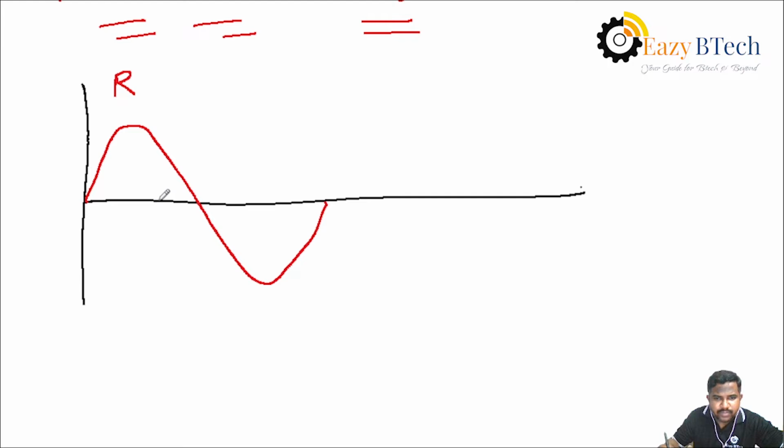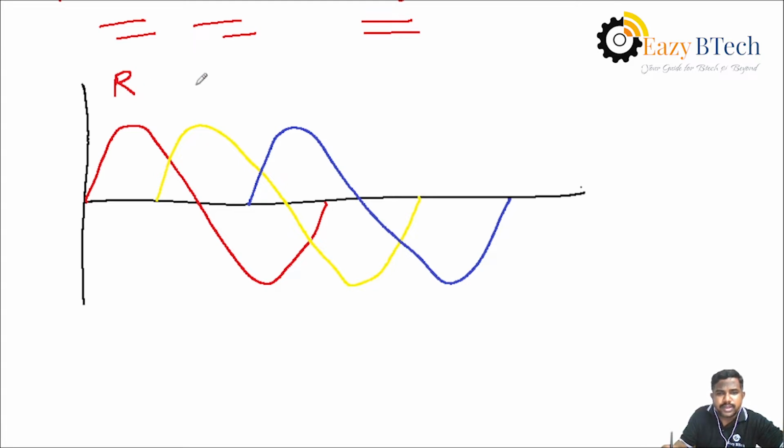Again, the second waveform will be started here. And the third waveform, these are the three waveforms R, Y, B, red, yellow, blue. In this way, you can represent the three phase lines in the form of three phase waveforms.